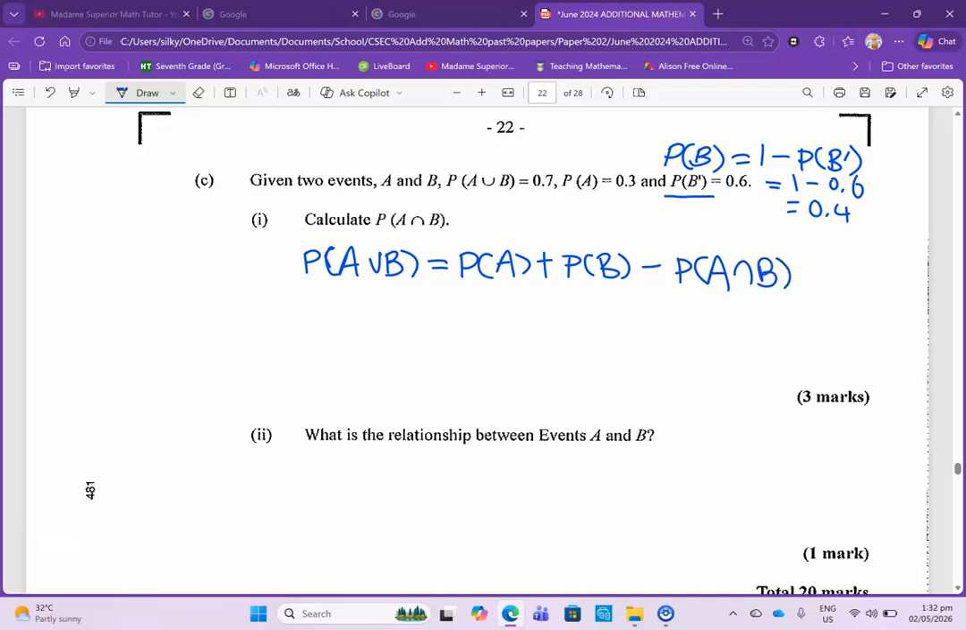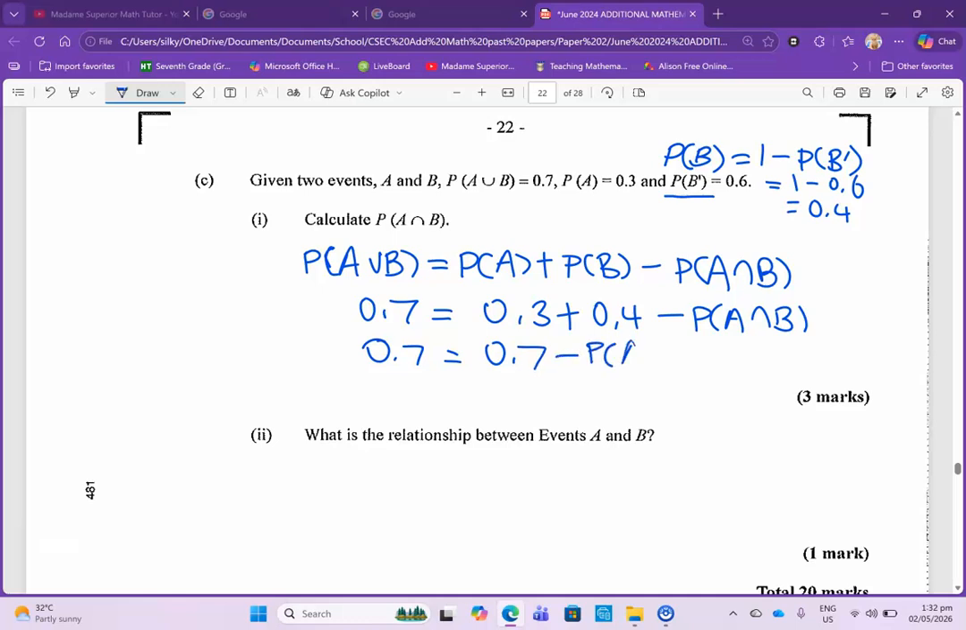Okay, so if we substitute the values they gave us, 0.7 is equal to the probability of A, which is 0.3, plus the probability of B, which is 0.4. So we need to find the unknown probability of A and B. So let's simplify. 0.3 and 0.4 is 0.7. So you see what's happening here actually. Therefore this means the probability of A and B will be 0.7 take away 0.7, which is 0.